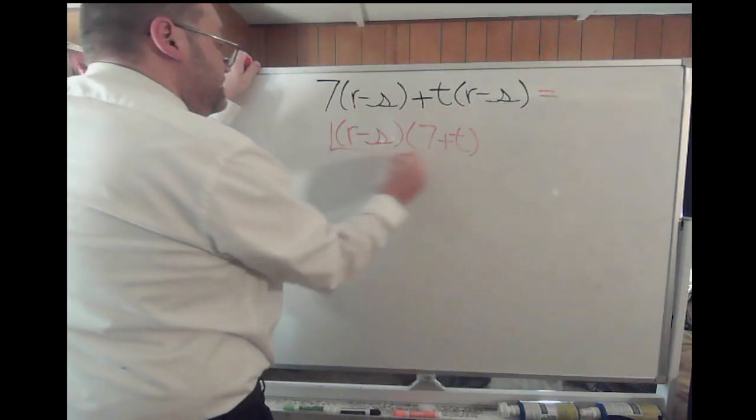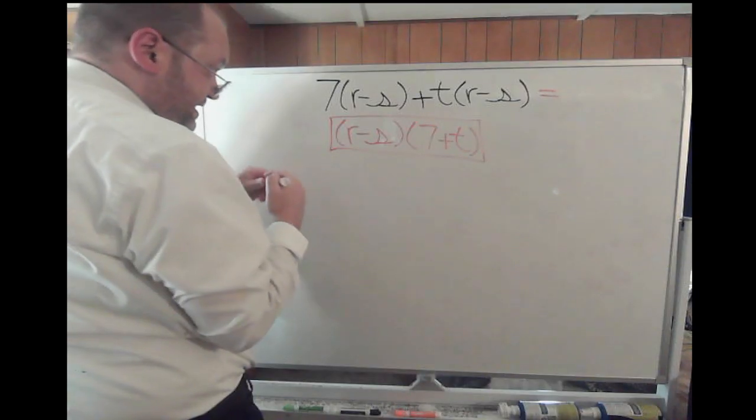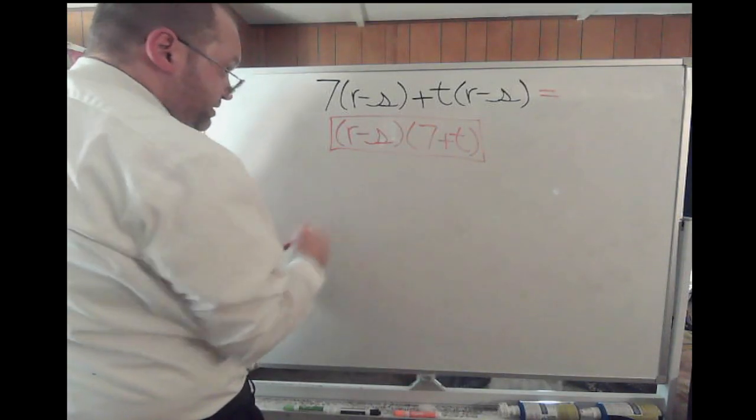So the answer for the factor of this problem would be r minus s, that quantity, times 7 plus t.